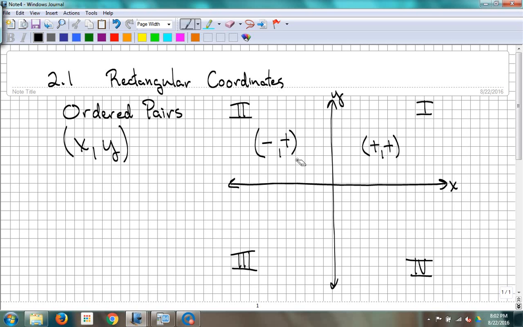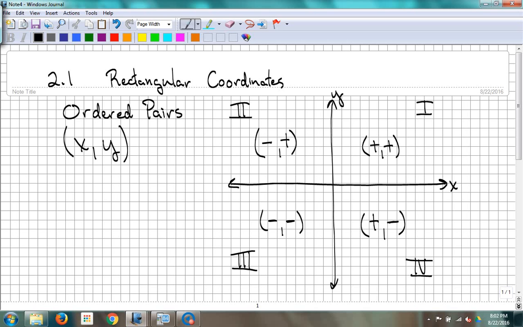Okay? And then we go down here to quadrant 3. Well, the x's are still negative. If we go down, that makes the y's what? Negative as well. So in quadrant 3, they're both negative values. Okay? Quadrant 4, x's are positive and the y's are negative.